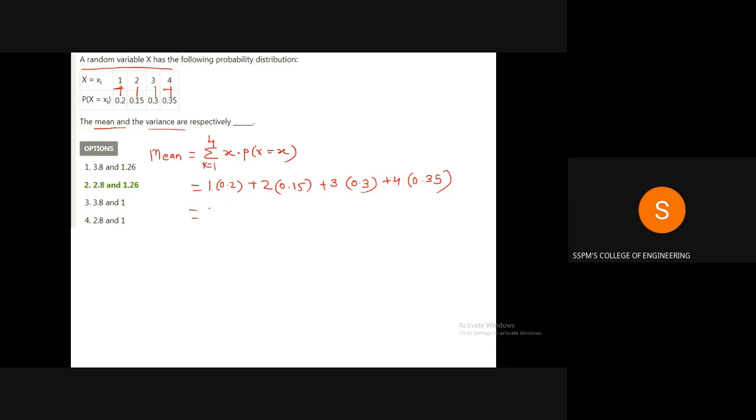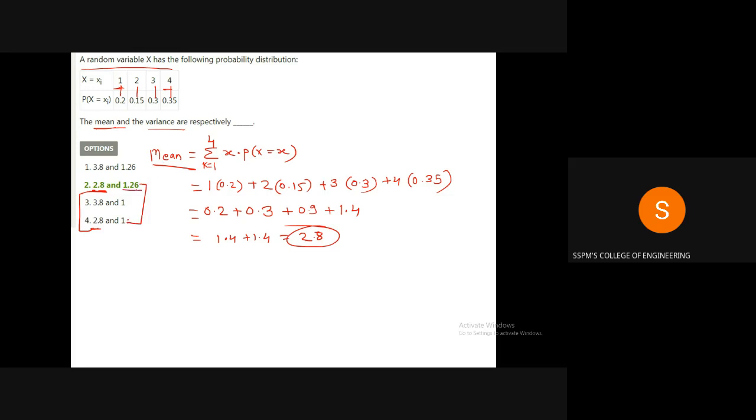So now we will multiply it. 0.2 into 1 is 0.2, plus 2 into 0.15 is 0.3, plus 3 into 0.3 is 0.9, plus 4 into 0.35 is 1.4. So the addition is 0.2 plus 0.3 plus 0.9 plus 1.4, which is equal to 2.8. So 2.8 is our mean. So this option and this option have a mean equal to 2.8. So we have to now check the variance.